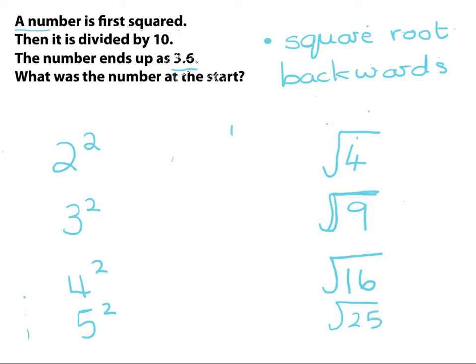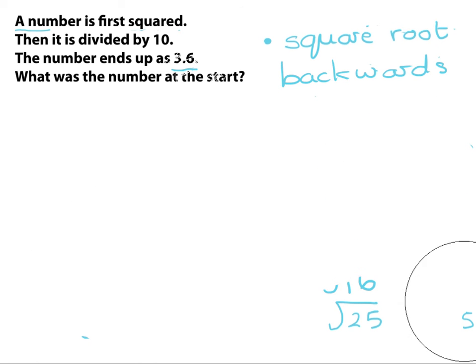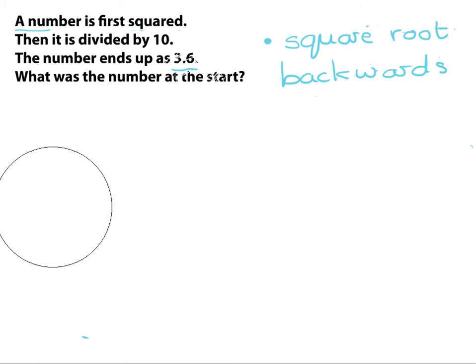So let's have a look. 2 squared is 4. The square root of 4 is 2. 3 squared is 9. The square root of 9 is 3. 4 squared is 16. The square root of 16 is 4. 5 squared is 25. The square root of 25 is 5. I hope that's not too long-winded for you. Hopefully you're going to get some exercises to do, which will make that clearer.